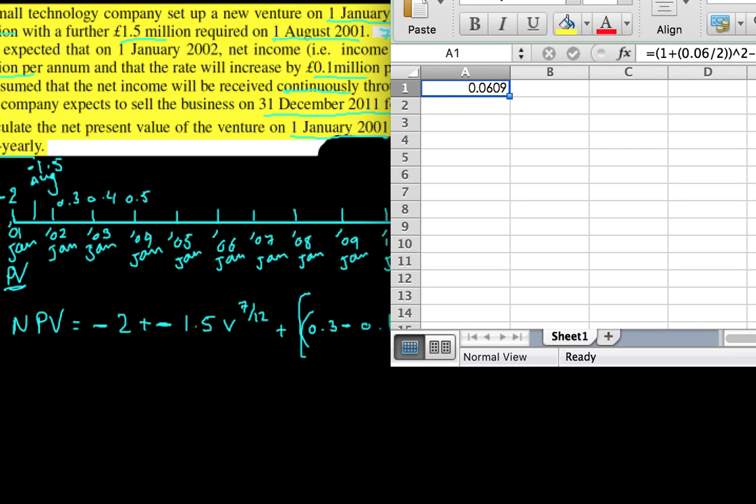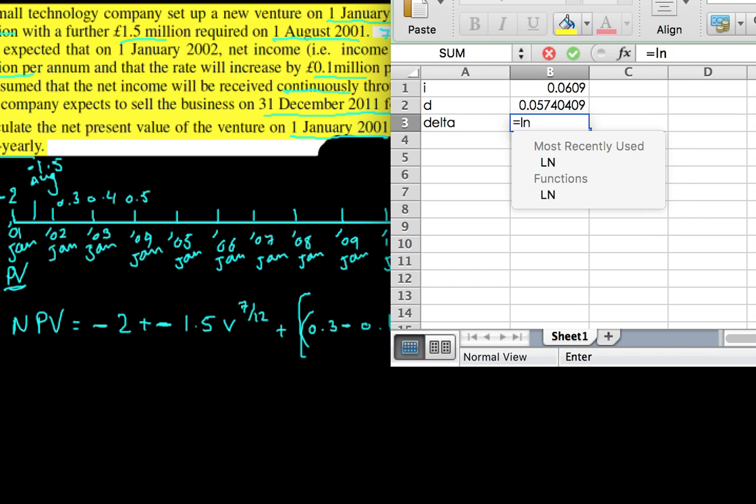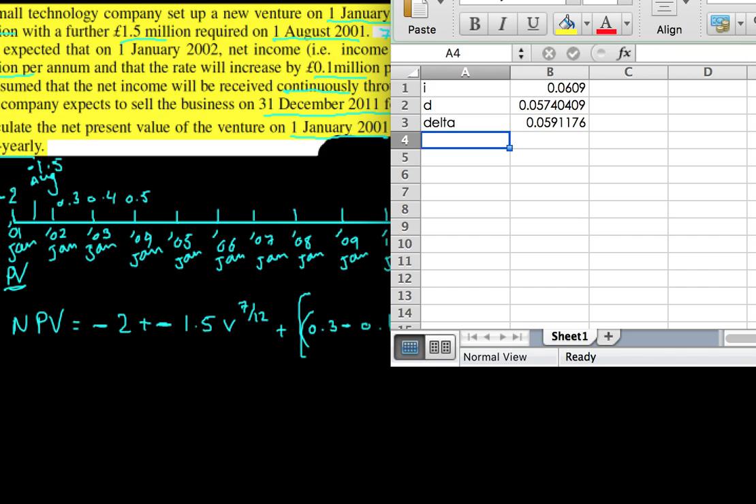So I'm just going to find a few things. In fact, I'm just going to put that there and say that this is i. We'll find out what d is equal to, which is i divided by 1 plus i. We can find out what delta is equal to, which is ln(1 plus i). And we'll find out what v is equal to. So v is 1 divided by 1 plus i. And there we have it. So now let's get started.